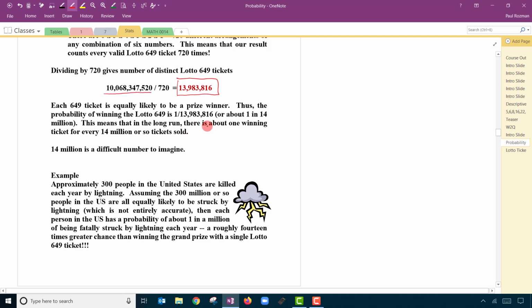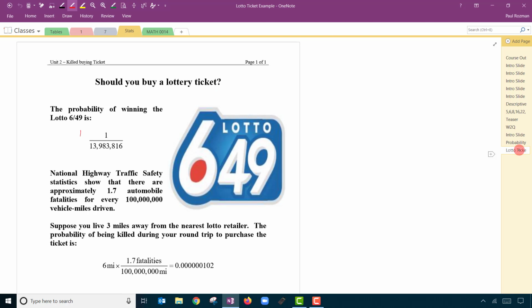Yeah, I can put this another way to help. Besides the lightning example, I looked up some highway statistics. I wanted to answer the question of, am I more likely to die buying my ticket than I am of winning? So I looked up some highway statistics, and I found that there's approximately 1.7 deaths for every 100 million miles that people drive in their car.